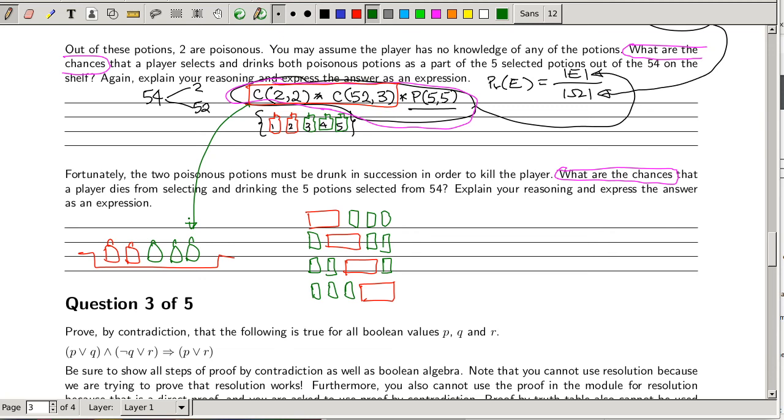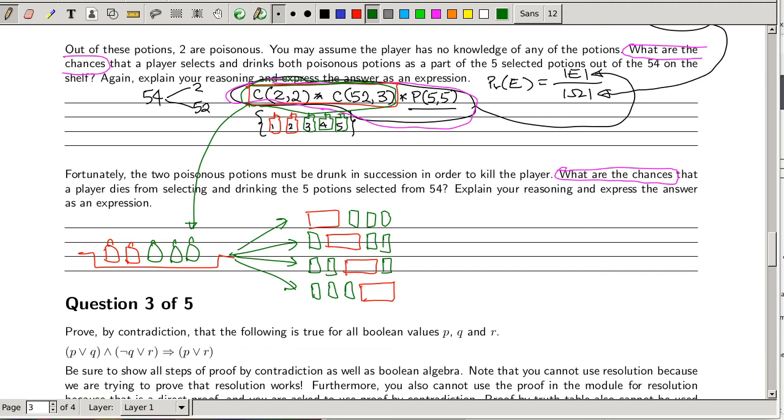But I first want to explain how to set up the problem, how to think about it. So this number, which is just the dark green portion here, explains how many ways we can come up with a tray of 5 potions, of which 2 are poisonous and 3 are not poisonous. Then, given a tray of five potions, of which 2 are poisonous and 3 are not, we have these 4 ways to space out the poisonous versus the non-poisonous.